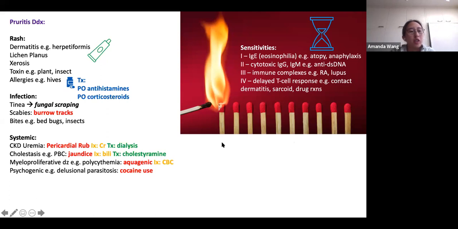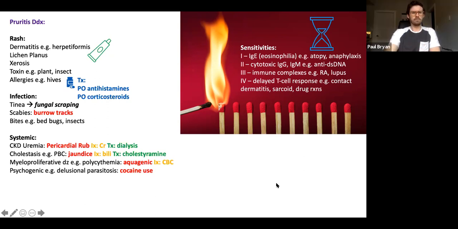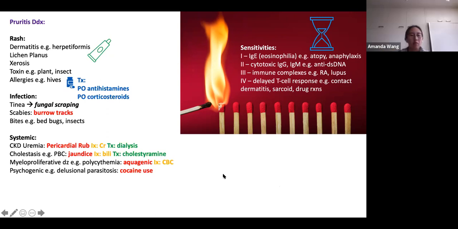And then for infectious things, there are keywords on the exam. For example, for scabies, you're going to look for the burrowing tracts and the pattern of distribution. And then systemic things, like we were saying, like uremia, there are certain findings and investigations, cholestasis, and that's why we wanted to do the investigations in the previous question.